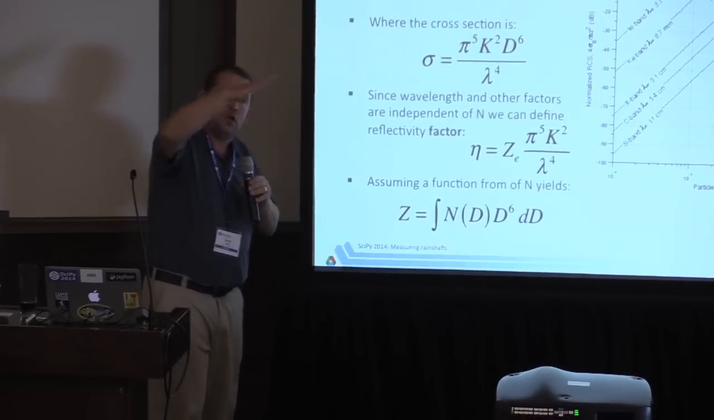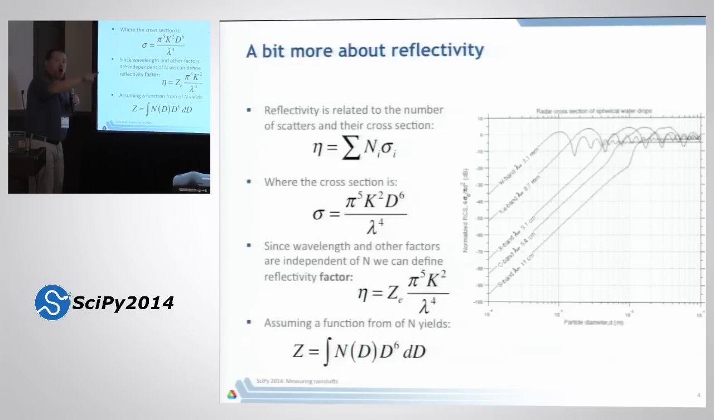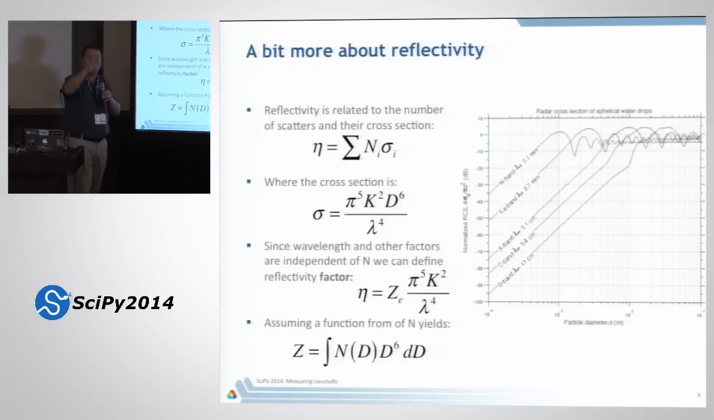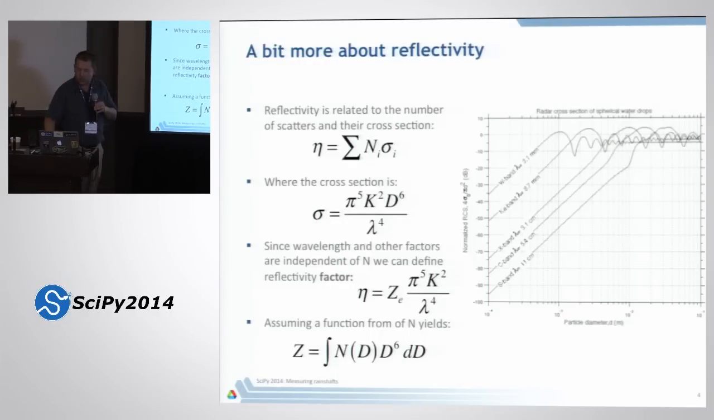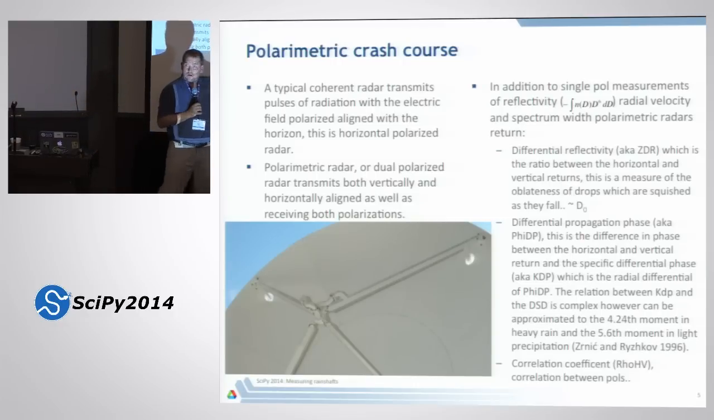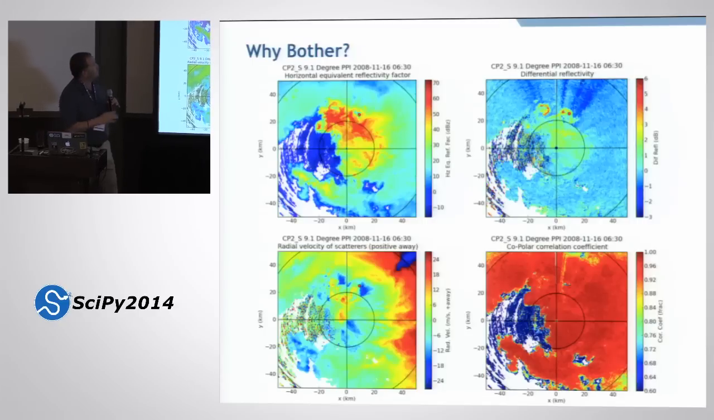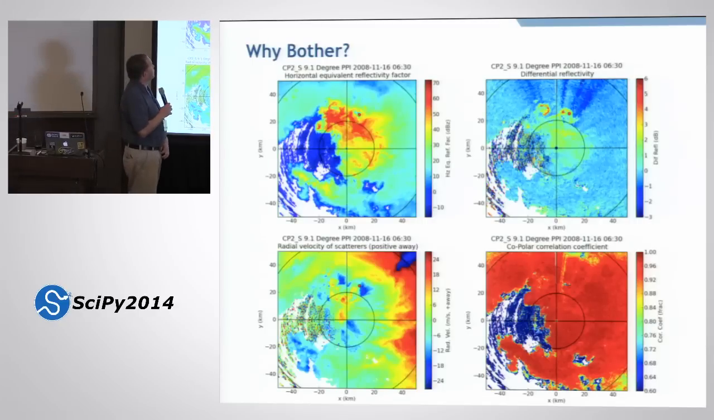When drops fall, friction at terminal velocity makes the drops go oblate. So they actually have a bigger cross-section in the horizontal than they do in the vertical, so we can measure things like the differential reflectivity, or one thing I'm going to introduce soon is the differential phase shift. So why bother? Why is this interesting to radar geeks like me?